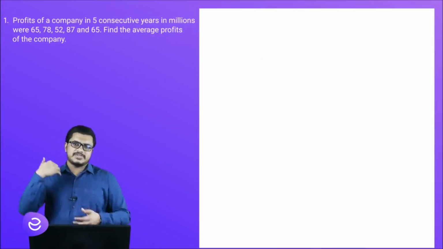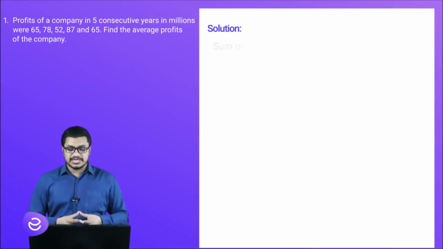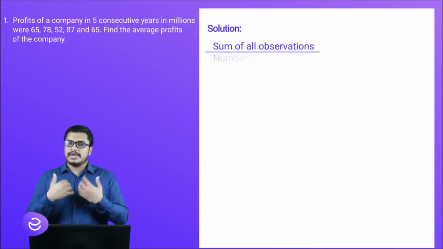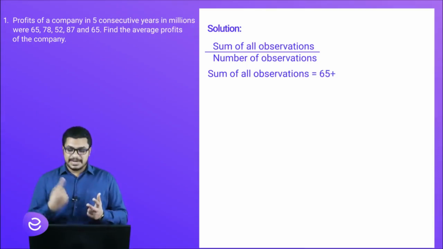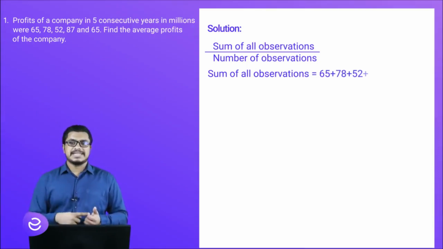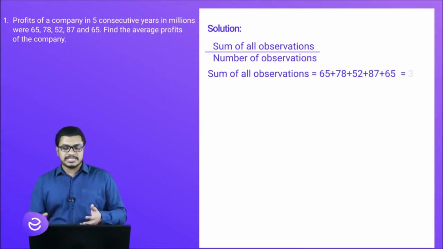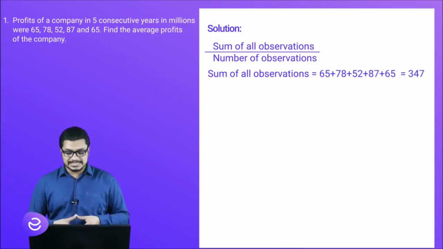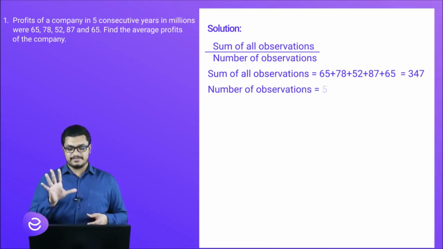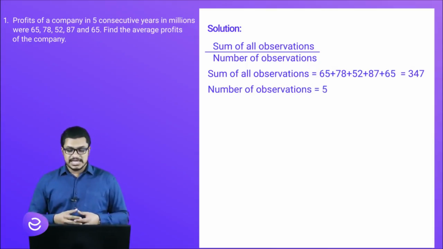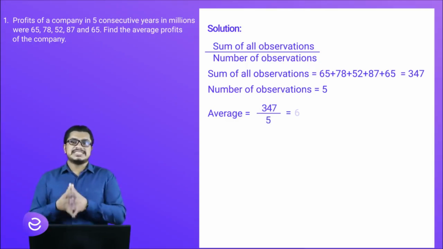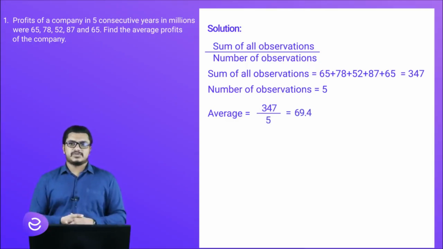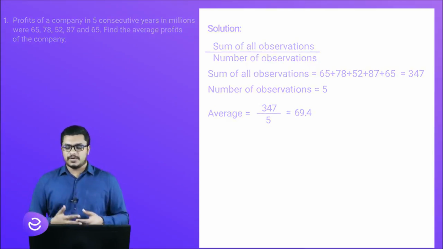So here we can directly go into the equation: sum of all the observations divided by number of observations. We have the sum of all the observations as 65 plus 78 plus 52 plus 87 plus 65. If we add all these, we get 347 as the answer. The number of observations is 5. So the average is the sum of the observations divided by the number, which is 347 divided by 5, which is 69.4 million. So that is a pretty much straightforward question.